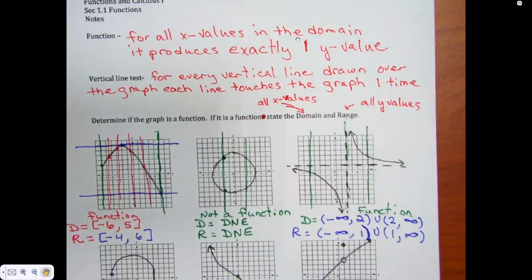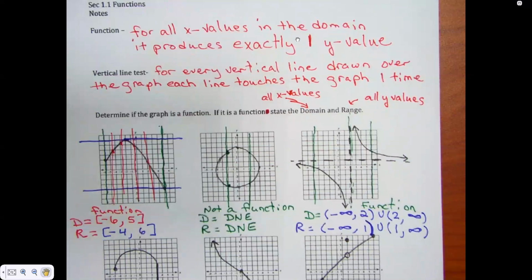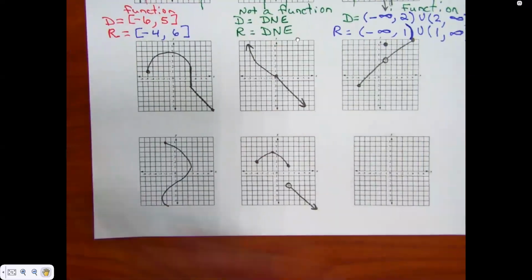Should I ask it now? Oh, what's that? Well, let's do the next one and I'll come back. Question. All right, how about this next one? Oh, we have to set it up. Is it a function?